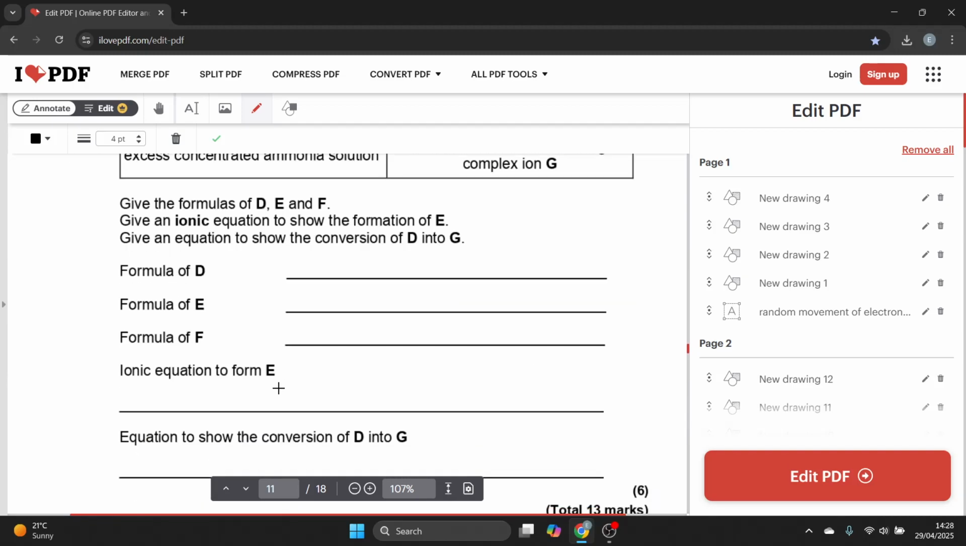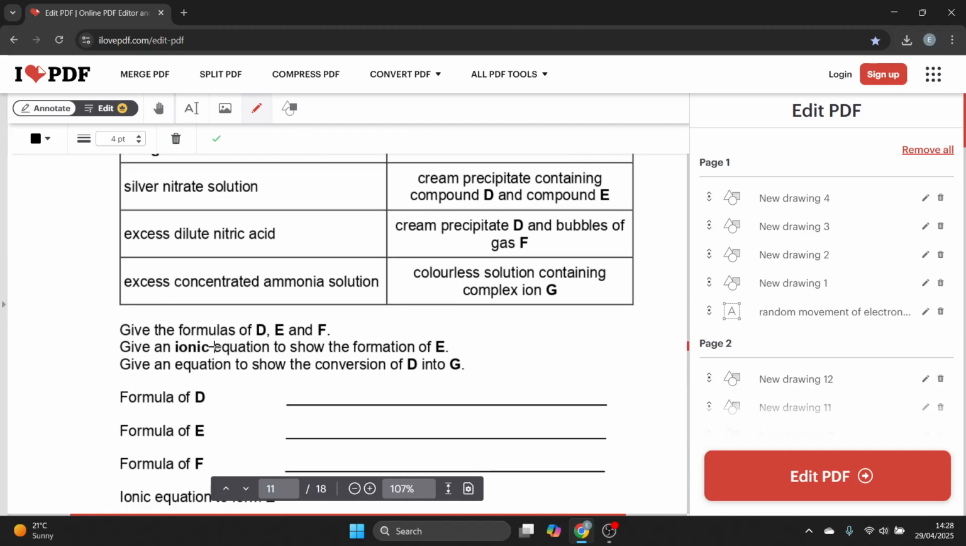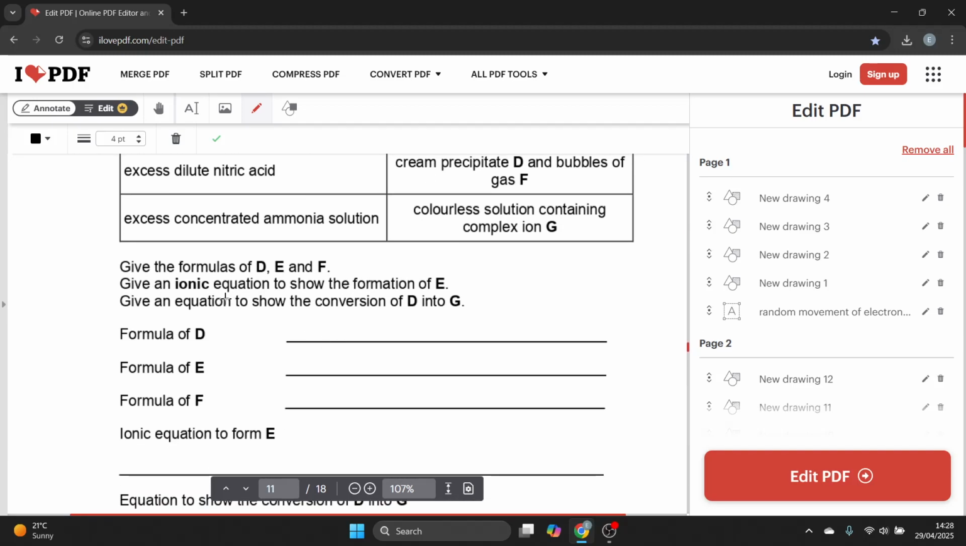Okay. Give the formulas of D, E, and F. Give an equation to show the formation of E. Give an equation to show the conversion of D to G.